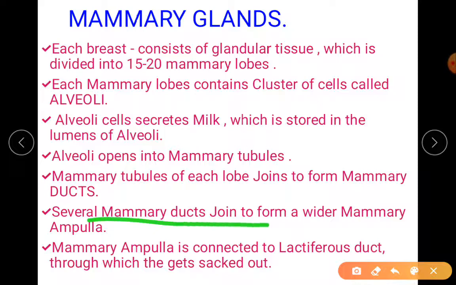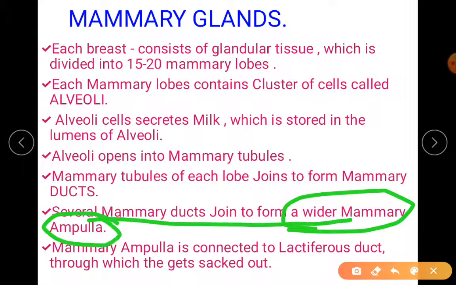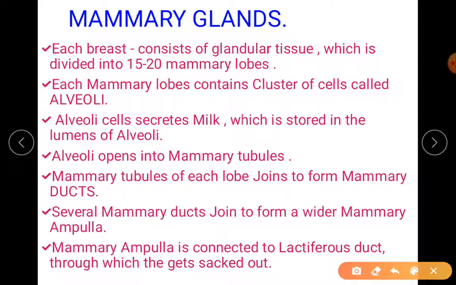Several mammary ducts join to form a wider mammary ampulla. Okay, the duct which is wider is called the mammary ampulla. The ampulla is connected to the final, that is the last part, the lactiferous duct, through which the young one or the baby gets the milk.